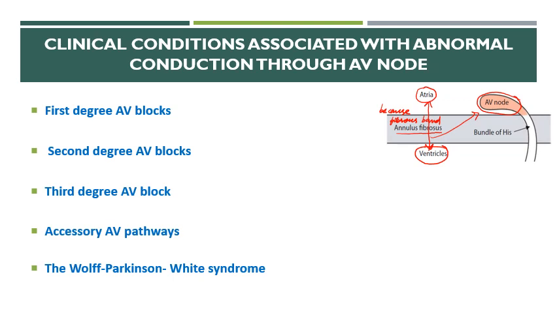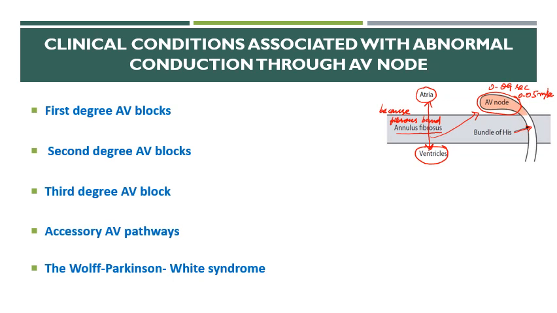So in the AV node, as we mentioned, there is a delay of 0.09 seconds. After this delay, the impulses pass from AV node to the bundle of His at a velocity of 0.05 meters per second. So this is the only connection between atria and ventricles.